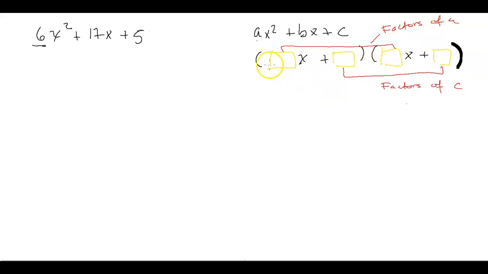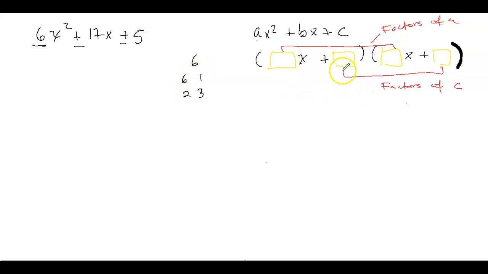And they will be the first terms of the binomials. And they're both positive signs because we have a plus sign here and a plus sign here as well. So think of it as a trial and error method. The factors of 6 are 6 and 1, and 2 and 3. So those are the factors.